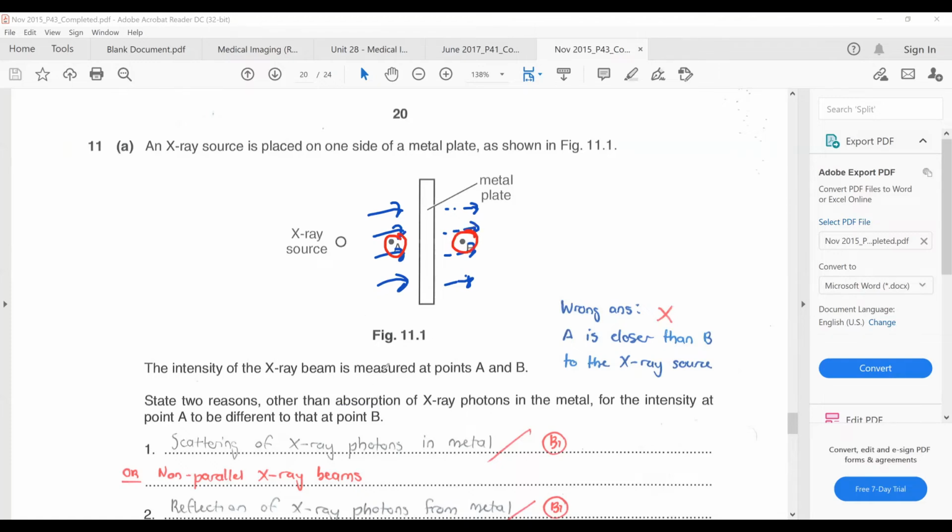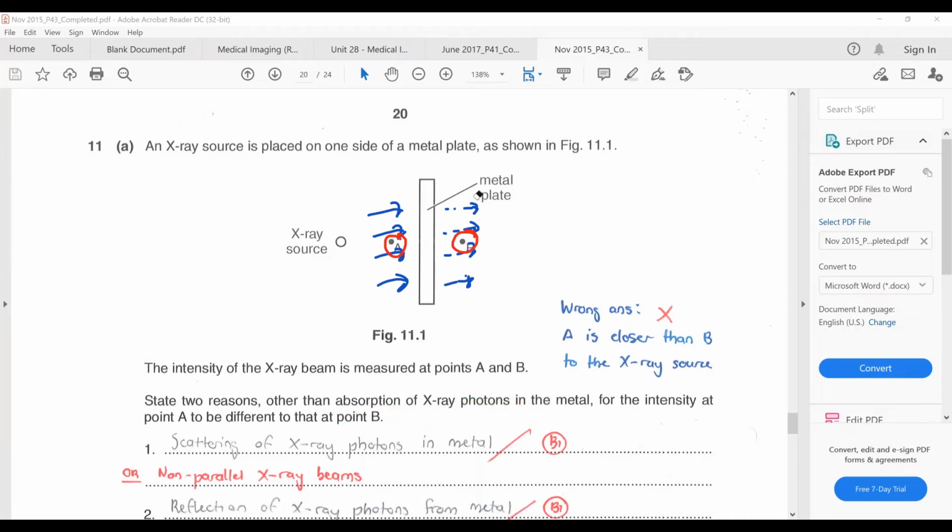So the obvious reason would be that, from what you've learned just now, when you have X-ray passing through a medium, some of the X-ray is absorbed by the medium. That's why the intensity that came out is actually different than the one that came in. That one is correct, but you cannot use that reasoning as your answer here because they've already mentioned that here.